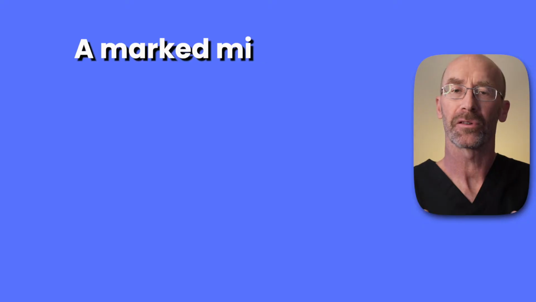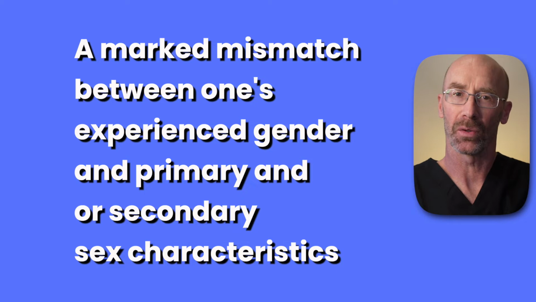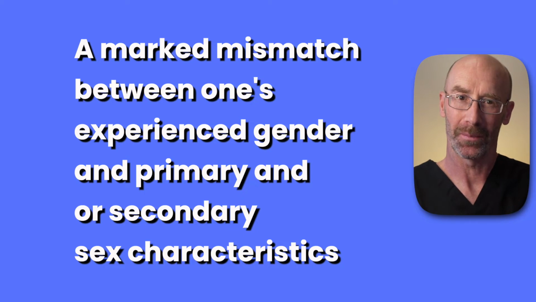Now, according to the DSM-5, gender dysphoria can be diagnosed if 2 of the following 6 criteria are met. The first criterion defined by the DSM-5 is an individual who has a real marked mismatch between what they experience as their gender and their primary and secondary sex characteristics. So what does this mean?